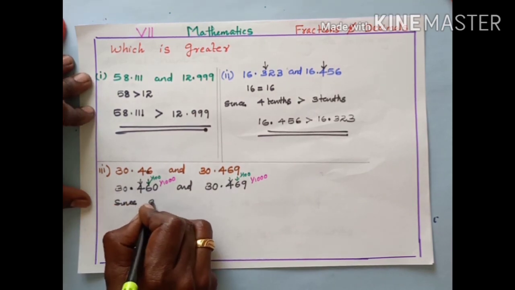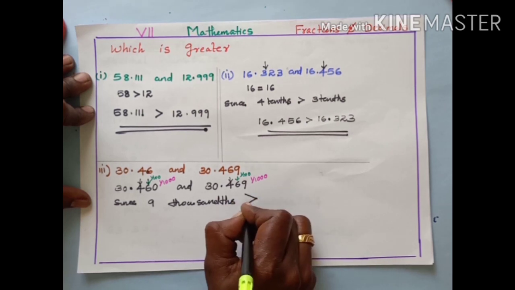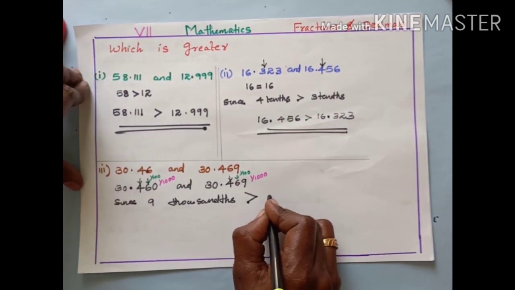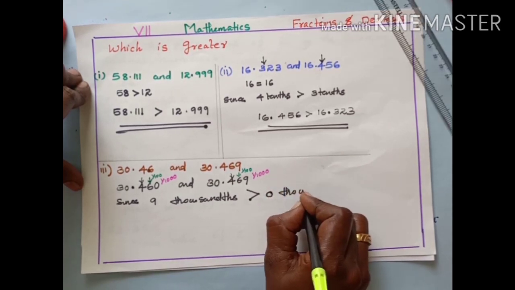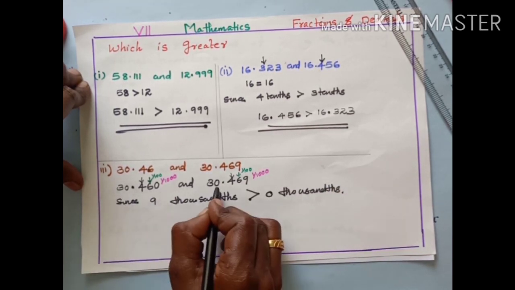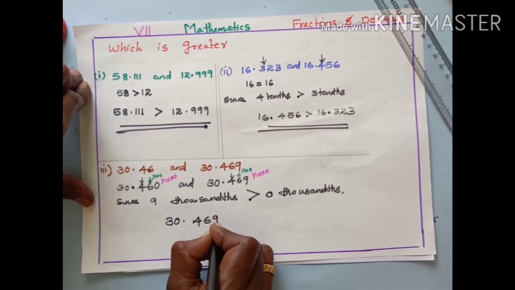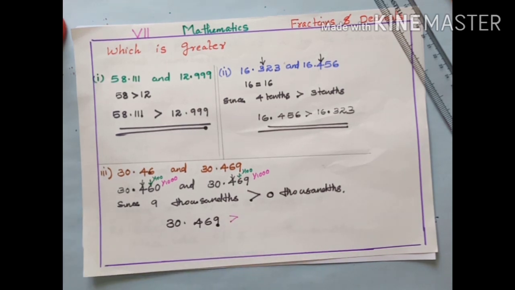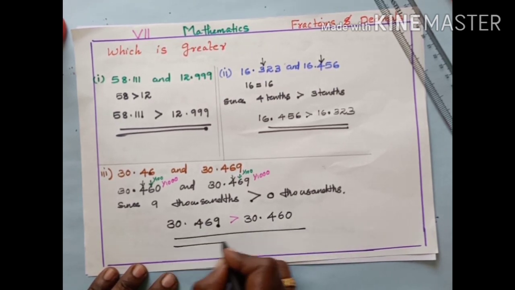Comparing the thousandths place, since 9 thousandths is greater than 0 thousandths. Okay, so 30.469 is greater than 30.460. Clear, all of you?